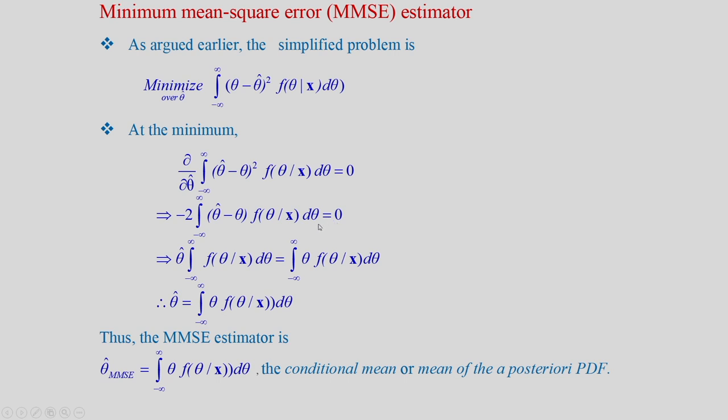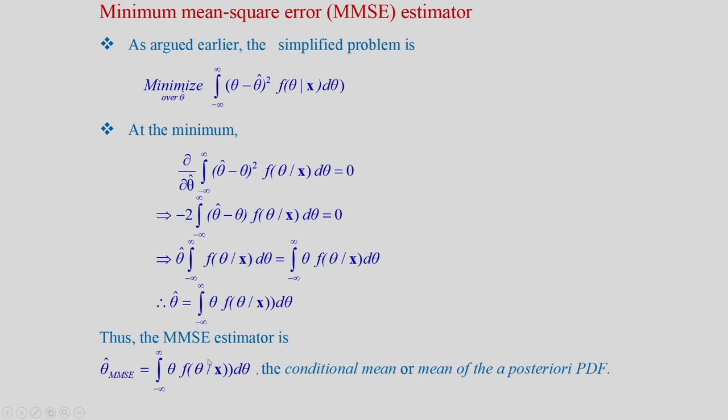is equal to 0. And after simplifying, we will get theta hat times the integral from minus infinity to infinity of f(theta given x) d theta equal to the integral from minus infinity to infinity of theta f(theta given x) d theta. Now, this part I know, because this is a PDF, if you integrate from minus infinity to infinity, you will get 1. So, the left side is simply theta hat, and the right side is the conditional expectation. Therefore, theta hat will be equal to the integral from minus infinity to infinity of theta f(theta given x) d theta. This is the conditional expectation.